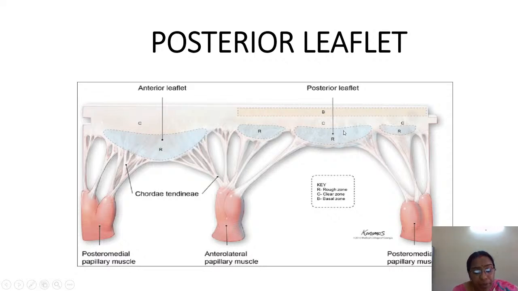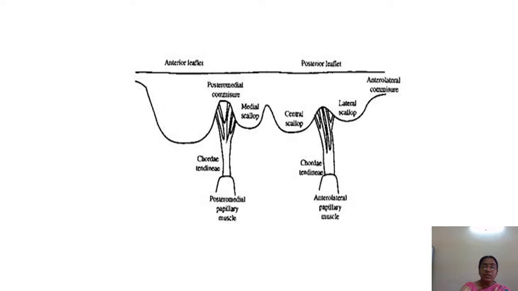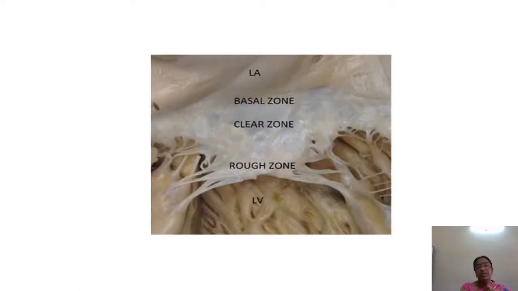So these are the features of the leaflets. It might be two or three, anterior, posterior or septal, but these are the things you can come across in the leaflets: three zones, rough, clear and basal. So this is the leaflets. You came across the three zones, from which the chordae tendineae attach to the papillary muscles. I think this is a clear picture showing the three zones: basal zone, clear zone, rough zone.